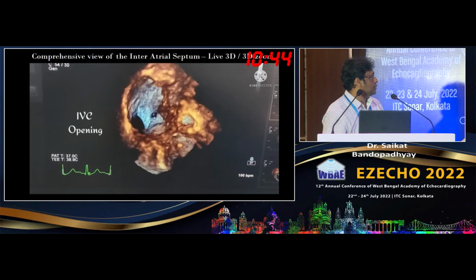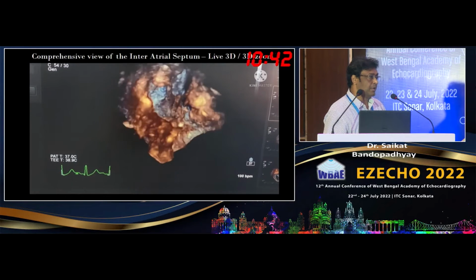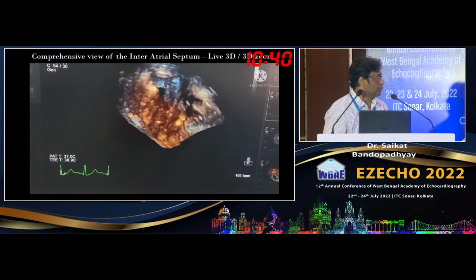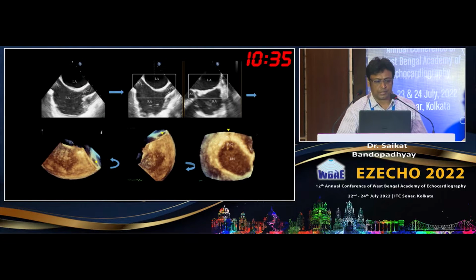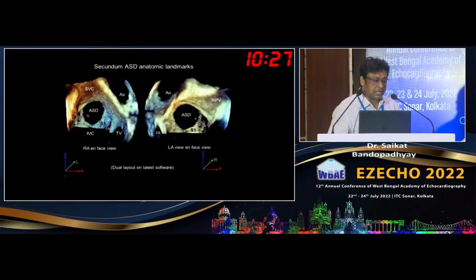And so for a device closure, for a better understanding of the interatrial septum, probably the 3D model is a great tool. So this is a 3D zoom technique. I'm not going to go into it because of the dearth of time. Now, this is a classical ostium secundum ASD, where you can see the relationship of the SVC, IVC, anteriorly the aortic valve, and the posterior rim, all in a composite.